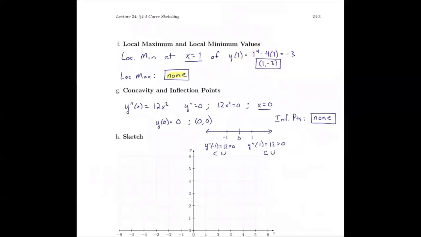Now, there was nowhere where the function changed from increasing to decreasing. So there's no local maximum. There's no top of a local hill anywhere.